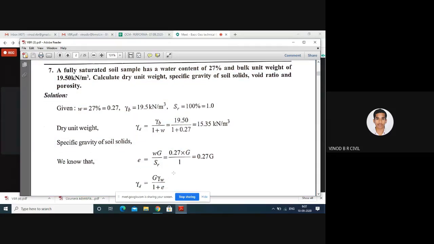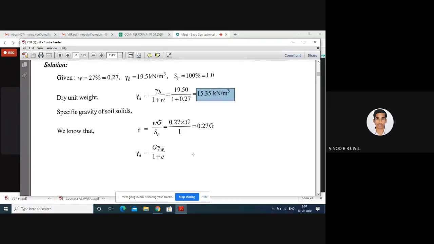Now we have to calculate the dry unit weight, gamma D, which is equal to gamma B divided by 1 plus w. Gamma B given in the problem is 19.5, and w, the water content, is 0.27. Now gamma D is equal to 19.5 divided by 1 plus 0.27, that is 1.27, so gamma D is equal to 15.35.